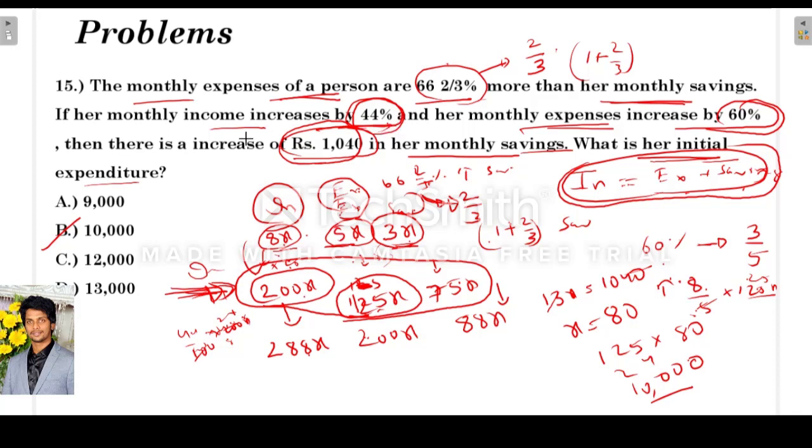Now 44% income is increased. So the new income, with a 44% increase, is 288x, and the expenditure, with a 60% increase, is 200x. Now this minus this is our new savings. So new savings is 88x. They are telling the savings increased by 1040. So how much have the savings increased? 13x. So 13x is equal to 1040 and x is 80. They are asking what is her initial expenditure. Her initial expenditure is 125x. 125 into 80 is 10,000.